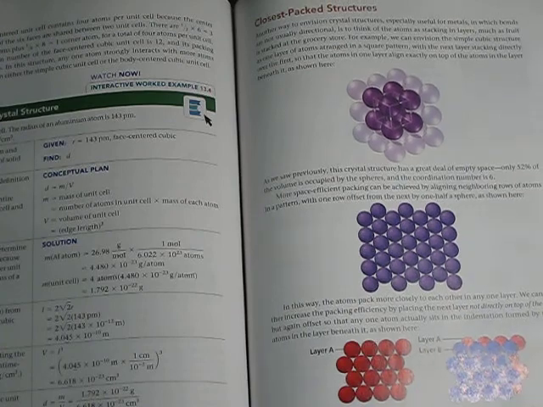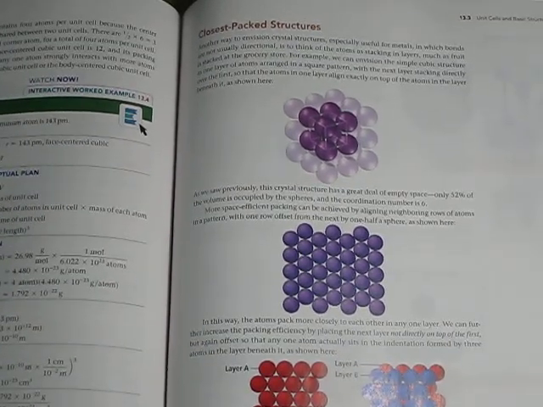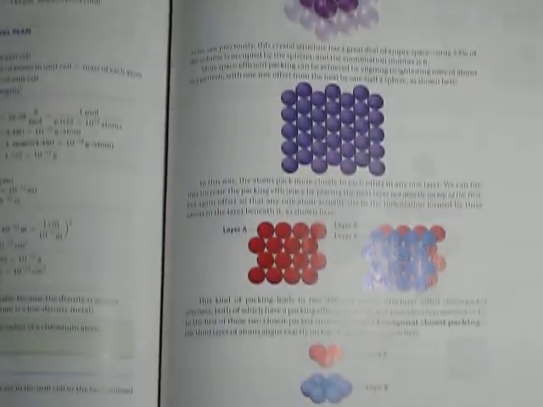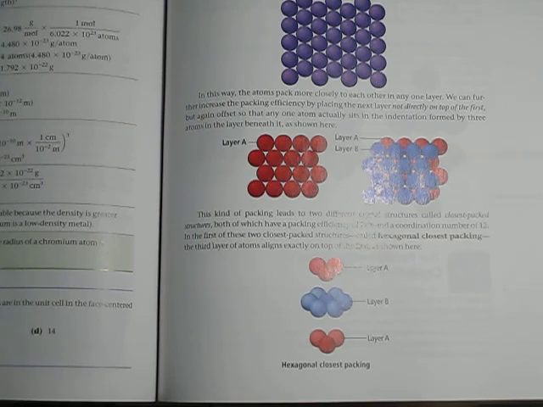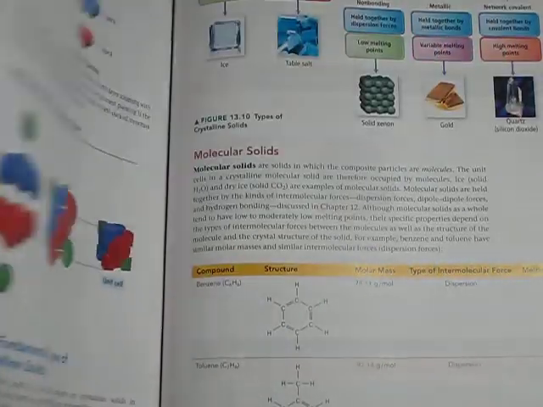And then it goes into how the various layers will pack on top of each other, the closest packed structures. You have down at the bottom here, you have hexagonal close packed, you have cubic close packed, and I don't care. So we're going to keep going.